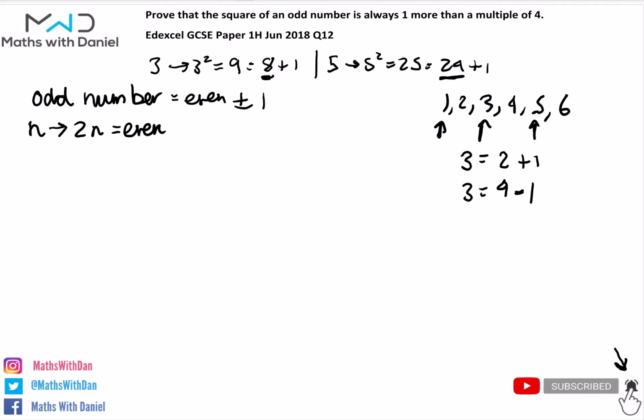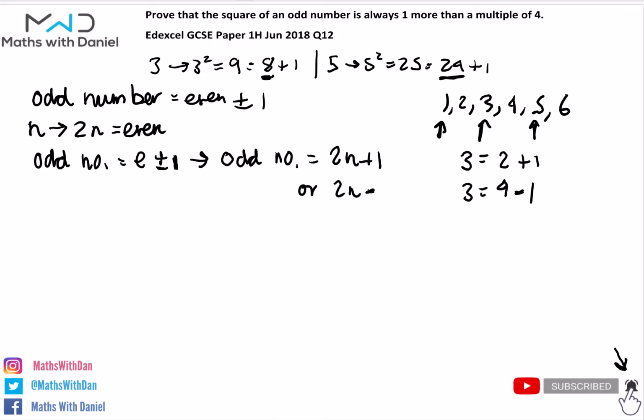So therefore, I could just say an odd number, I'm just going to write NO for short, equals E for even, E plus or minus 1, right? And since we know our even number is 2n, this is the same as saying an odd number has 2 forms. You could either write 2n plus 1 or 2n minus 1, right? Okay, so that's that. We've got our algebraic odd number.